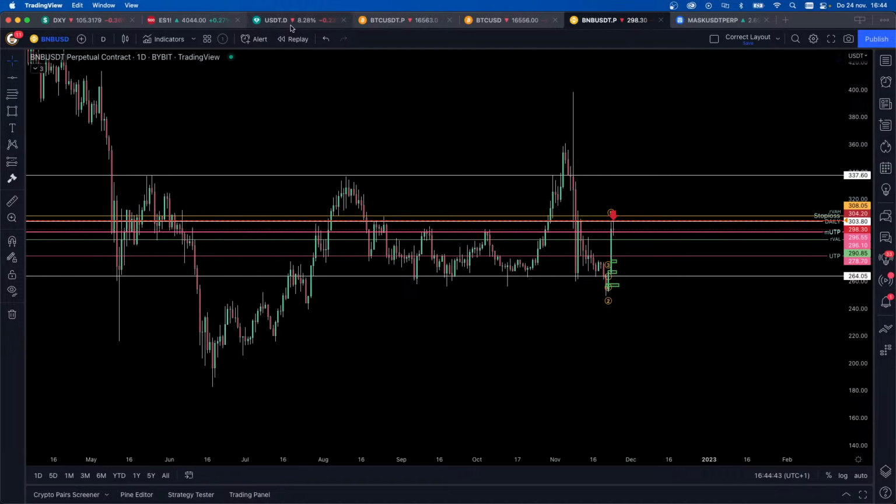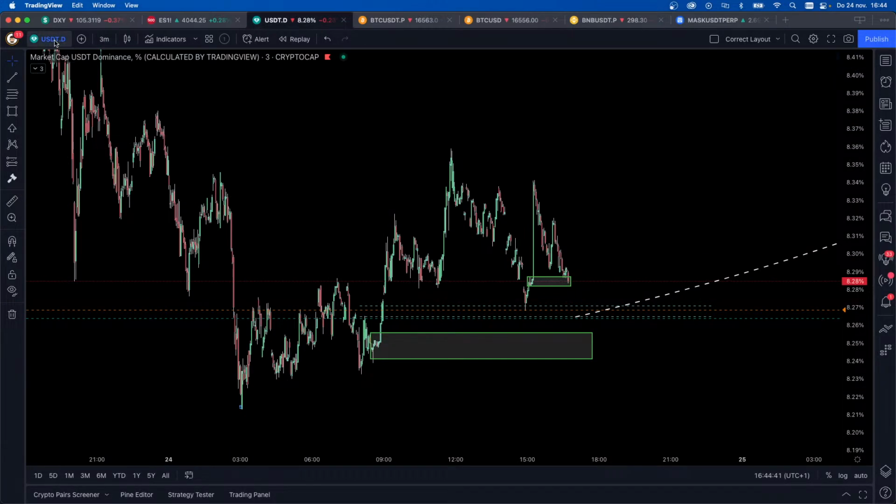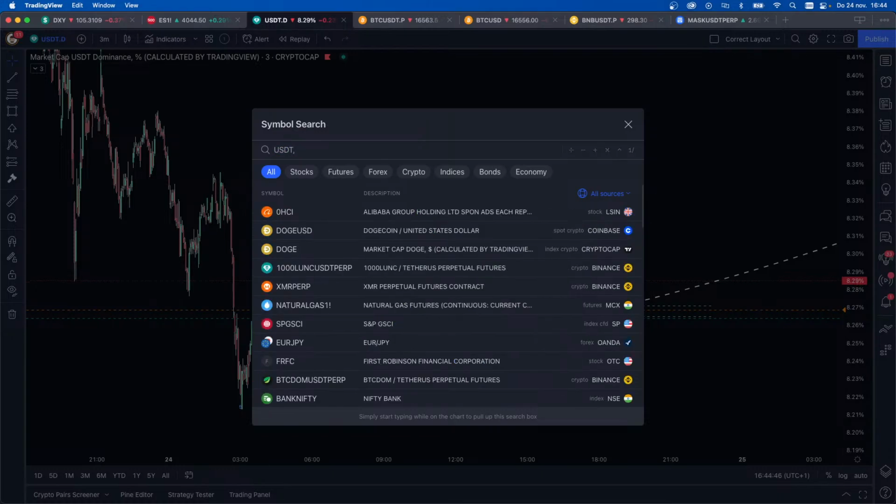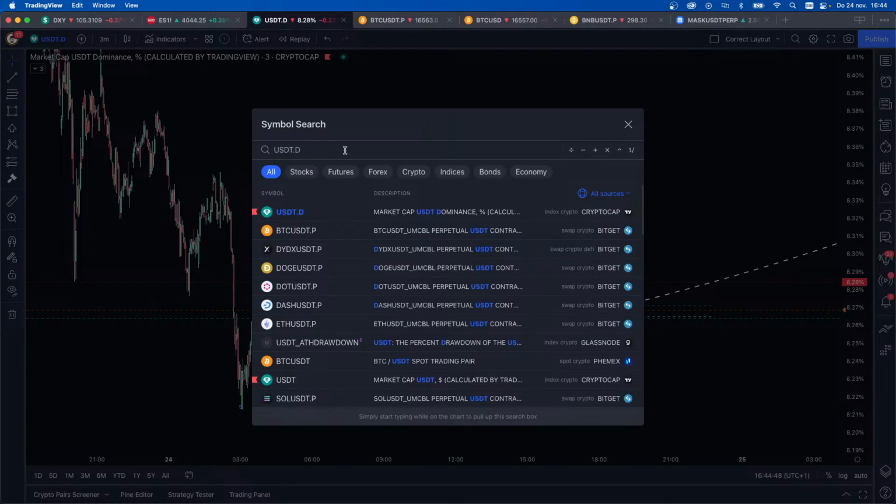I use USDT dominance, so you can type USDT.D, and then it's from CryptoCap.